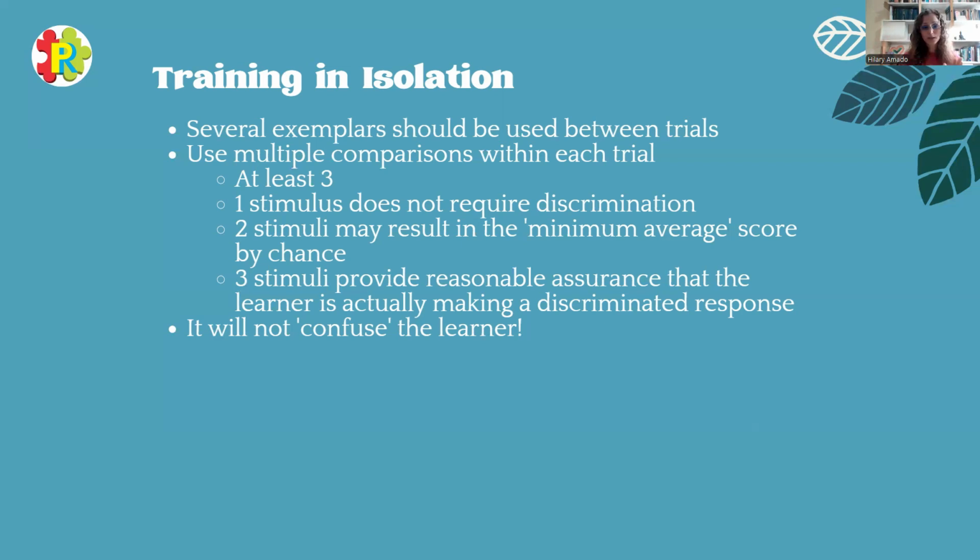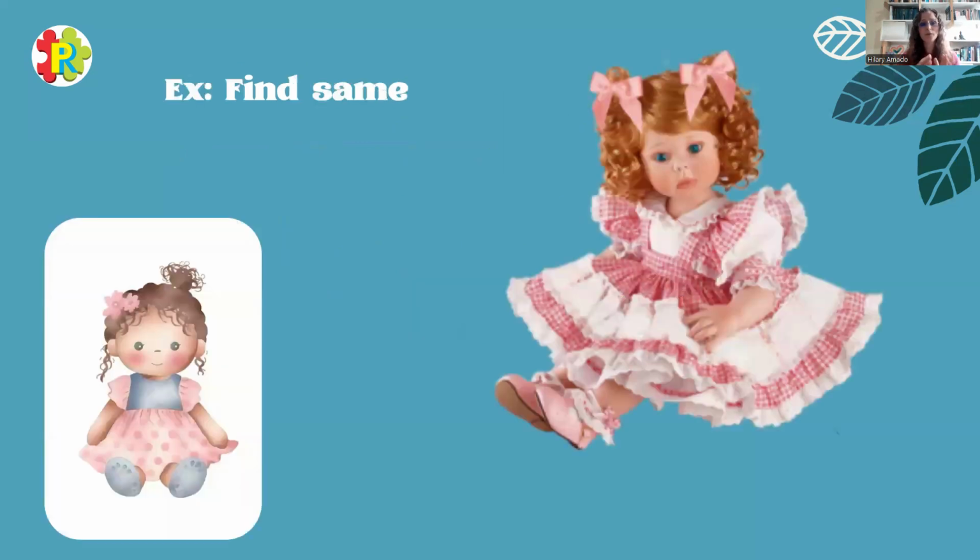When you have 3 stimuli, you're providing at least a reasonable assurance that the learner is actually making a discriminated response. And no, this will not confuse the learner. And if they're unable to recognize their name by discriminating, they can't truly recognize their name. So let me show you an example of training in isolation.